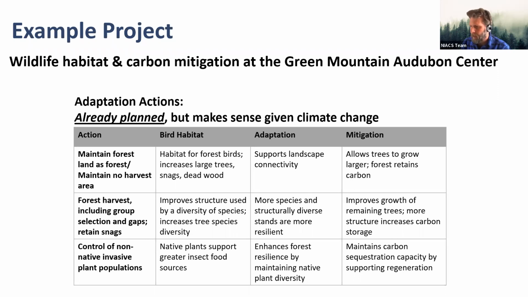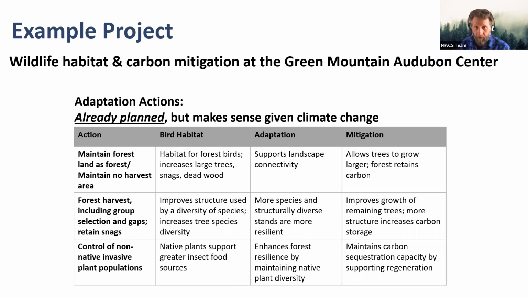And so on that left-hand side, the bolded text column shows the actions that they had identified. And then the three columns to the right show how that action supports their primary goal of bird habitat, how it contributes to adaptation, and then also to carbon mitigation. And so they identified areas that they weren't going to do any harvest. They were just going to maintain these as no harvest areas. Of course, that's maintaining interior forest conditions that are important for a lot of their bird species.